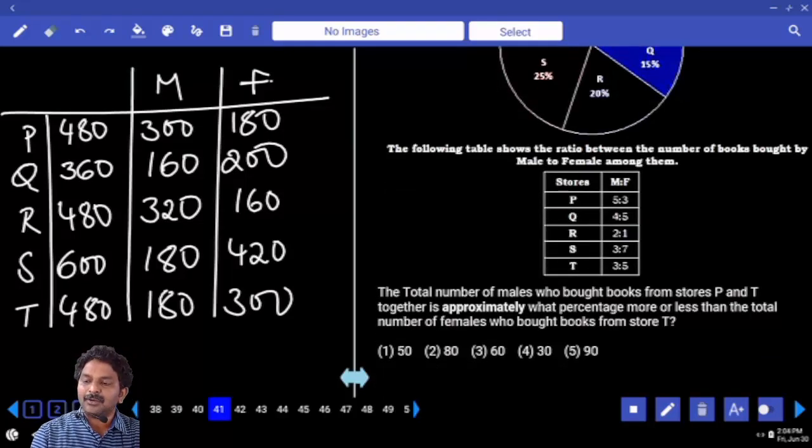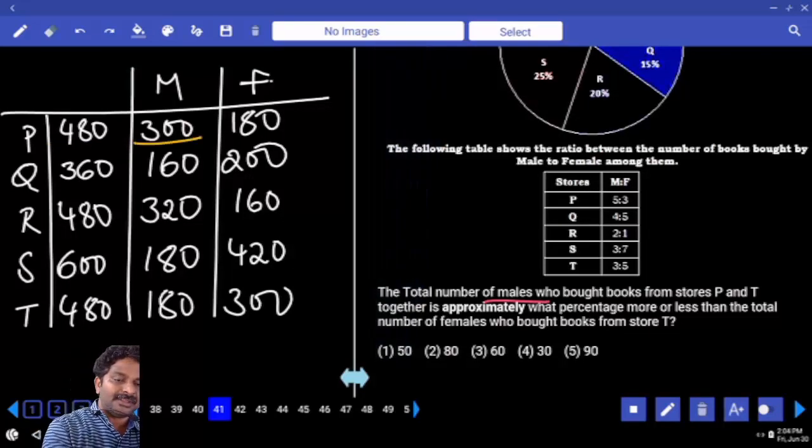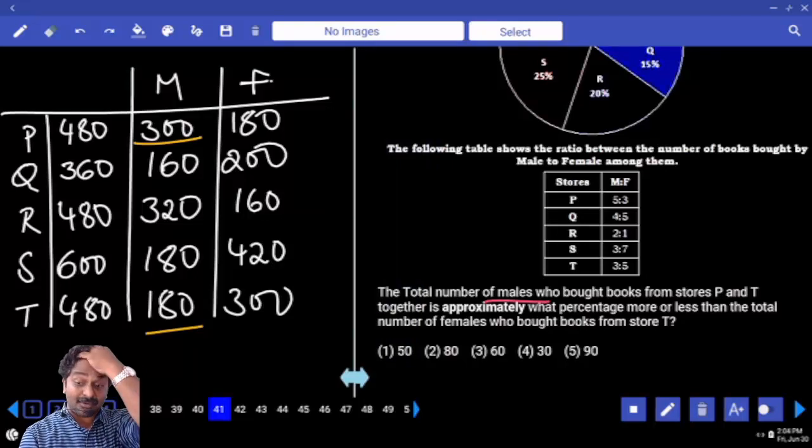The number of male who bought books from stores P and T together is approximately what percent more or less than female who bought books from store T. P and T total number of books. P how much is that? 480. T 480. Total 960. Oh, this is about male, right? 300, 180, 480. 480 is what percent more or less than female from T.